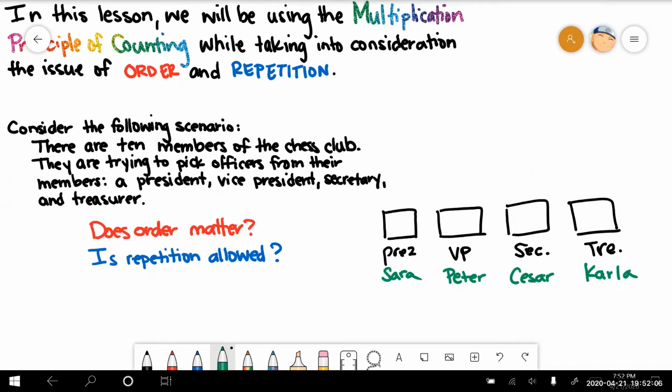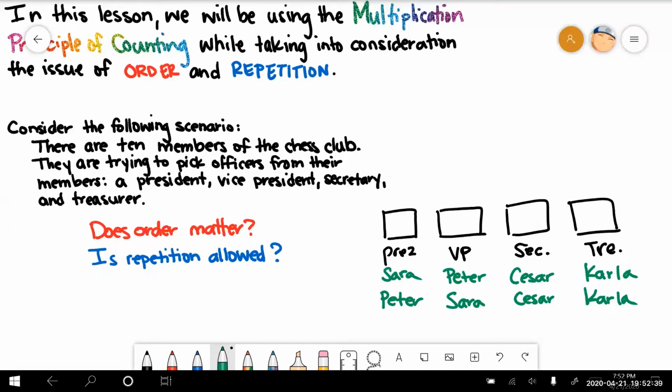Okay, so let's say that this was a possible grouping of officers for the chess club after they vote or draw names from a hat, or however they're voting for their officers. Okay, if I switch that order, so instead I put Peter first, and then Sarah, and then Caesar, and then Carla, now I've got to ask you and ask myself, did order matter? Did it matter who I named first?